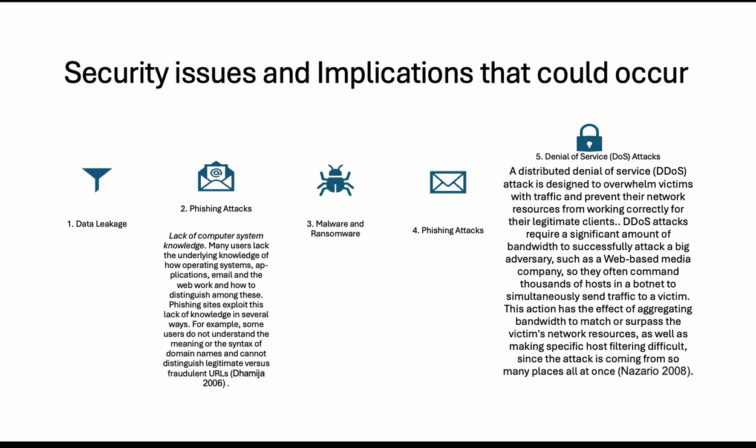Number two is a phishing attack. Based off of the article from Damaja 2006, lack of computer systems knowledge. Many users lack the underlying knowledge of how operating systems, applications, emails and the web work, and how to distinguish among these. Phishing sites exploit this lack of knowledge in several ways. For example, some users do not understand the meaning of the syntax of domain names and cannot distinguish legitimate versus fraudulent URLs.